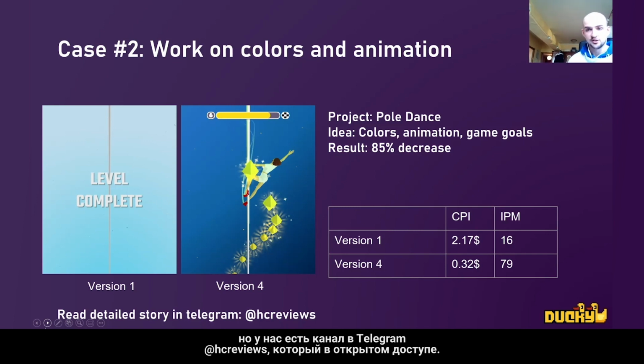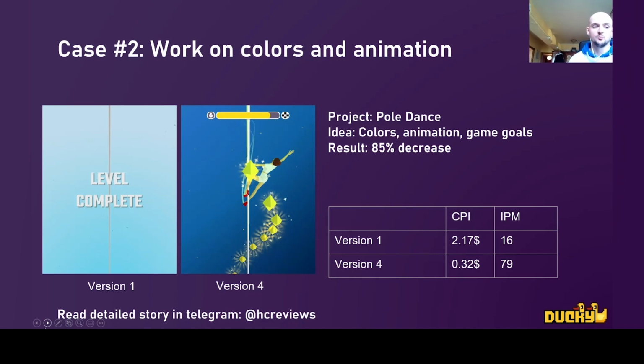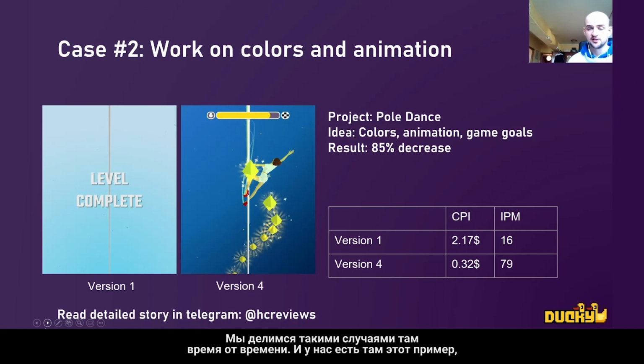I'm not able to show you all 4 iterations here, but we have a channel in Telegram, the HC Reviews channel, which you might want to visit. We share cases like this there from time to time, and we have this case in the channel where we describe all 4 stages, so you can watch it step by step and understand how colors affected and what we did on every step. Feel free to visit it anytime. You can access it easily.